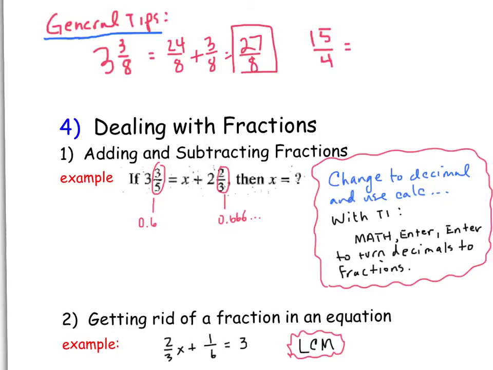And then again, if you want to go from an improper fraction to a mixed fraction, you can divide 15 by 4 and see how much is left over. So 15 divided by 4 is actually 3 with 3 left over. So 3 times 4 makes 12, so 12 over 4 is 3, then I've got 3 left over, so it ends up being 3 and 3/4.